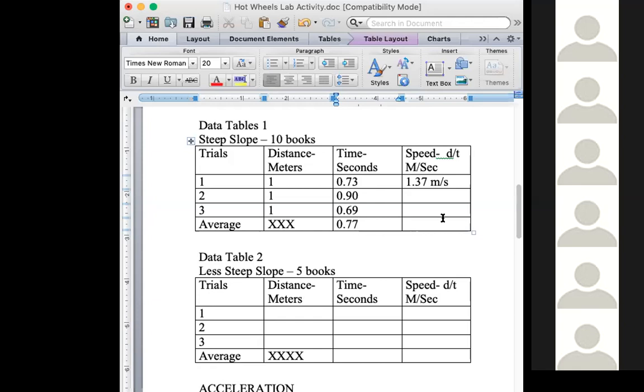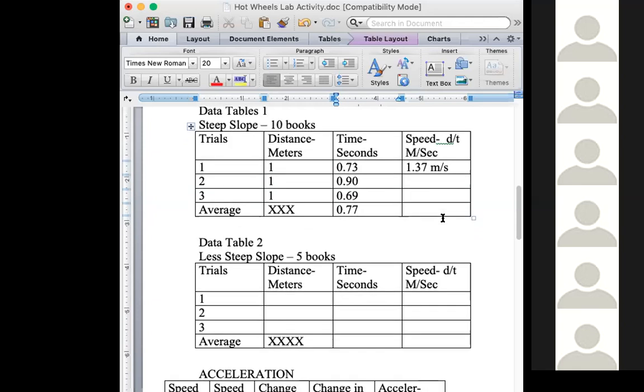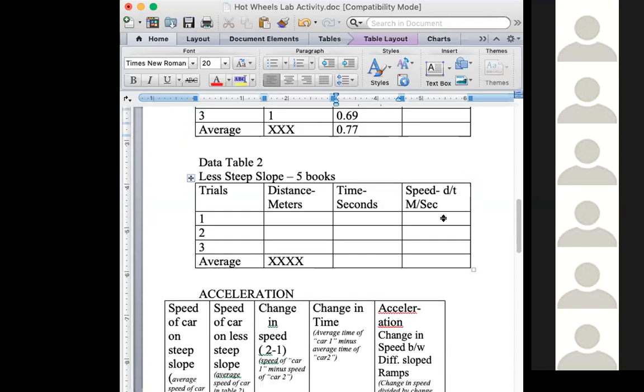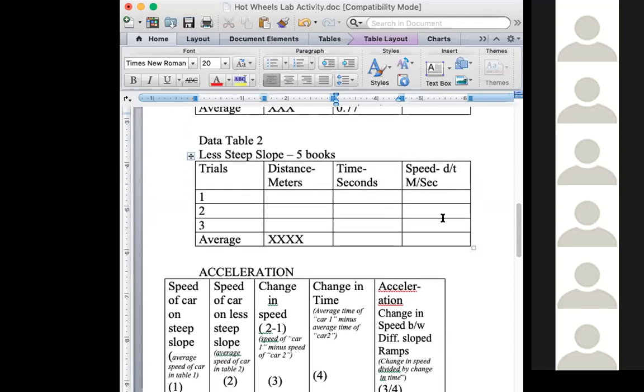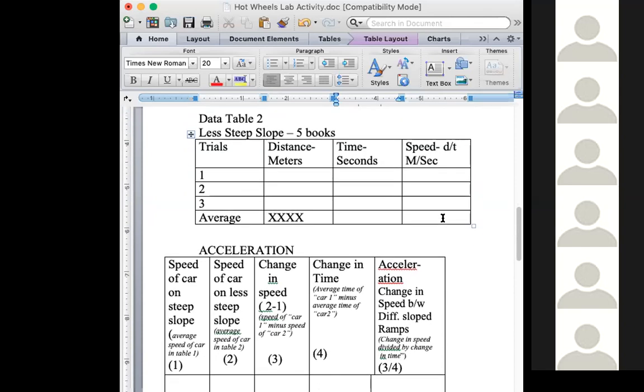Okay, let's go ahead and do our next set of data here for our 3 trials for 5 books now, or half the slope that we used before. So however many books you might have used if you were doing this with me at home, just take out half of those, and we're going to do this again.